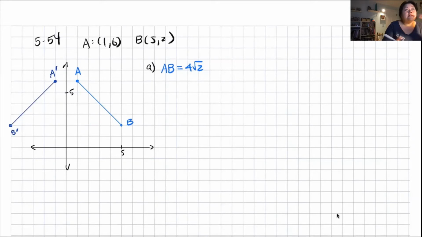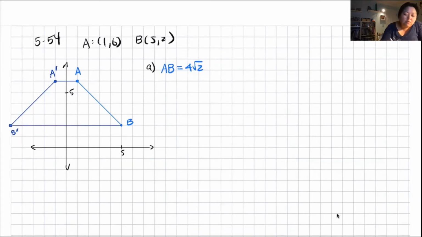And it says you're going to connect them in order. A to B, B to B prime, and then A prime, and then connect it back. So what kind of shape is this? This is a trapezoid, right? You have 2 parallel lines, and then the other 2 are not.